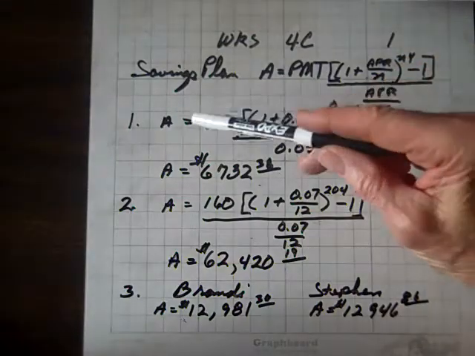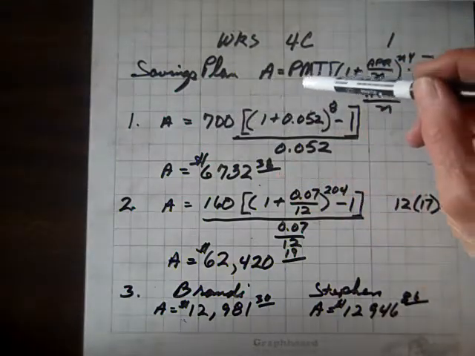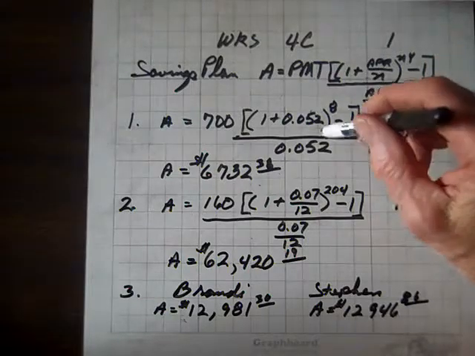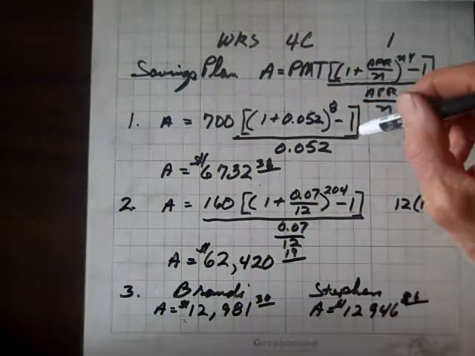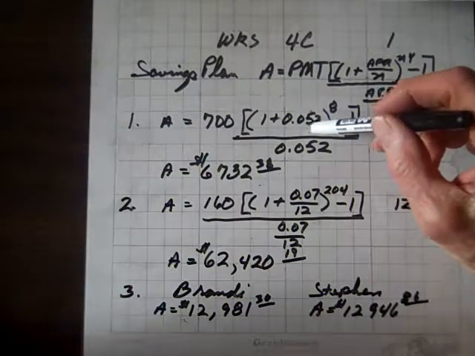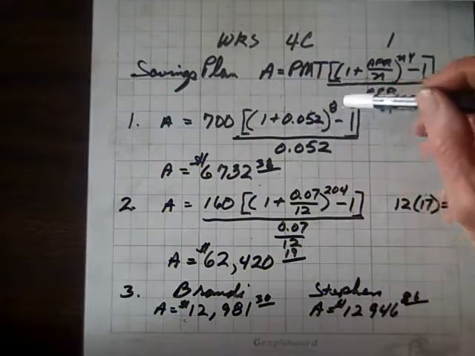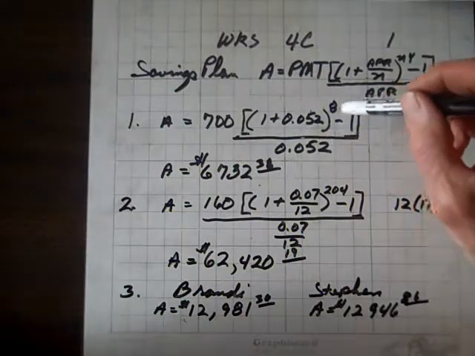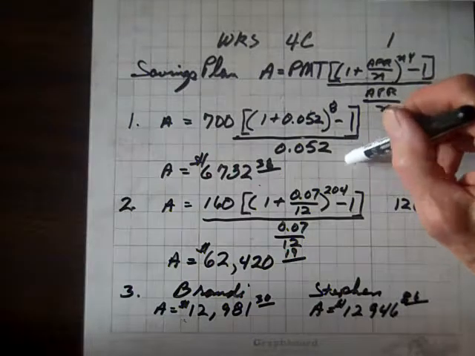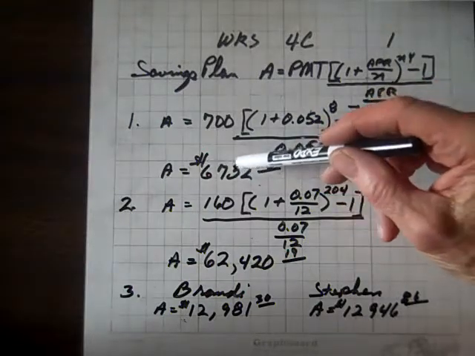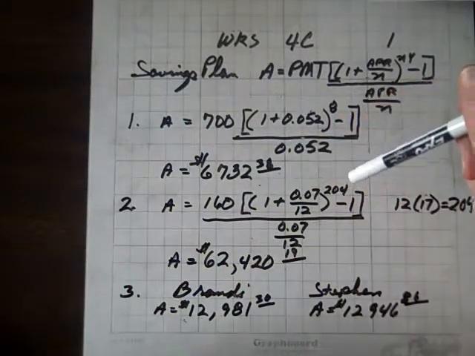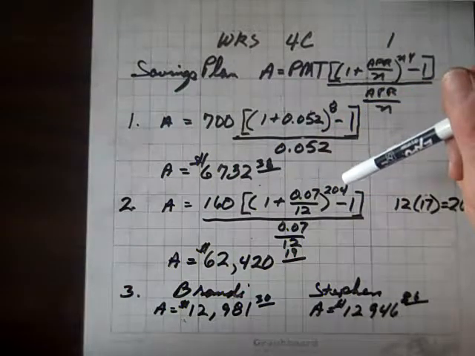So, for number 1, we've got a payment of $700, a rate of 5.2%, 0.052. The number of compoundings, N in this case, is 1, just annually, so we don't have to show it, over 8 years. And when we compute this, we get $6,732.38.